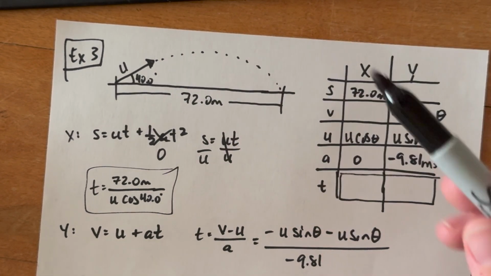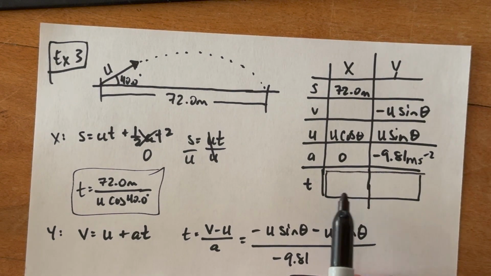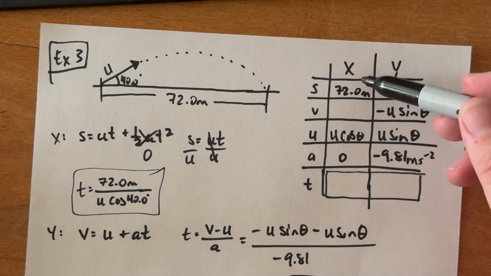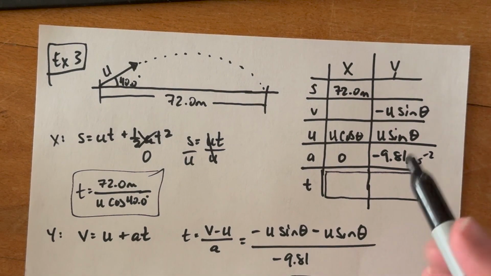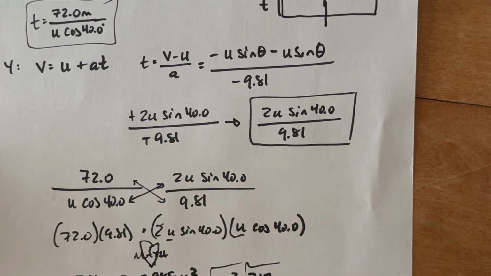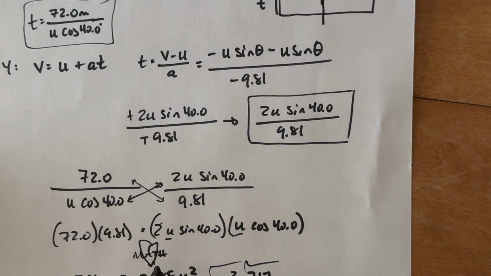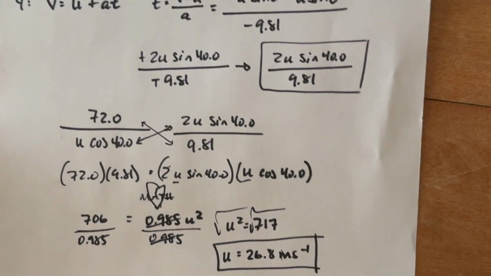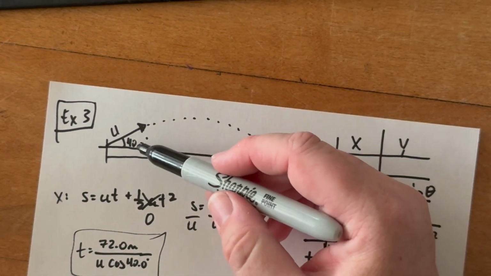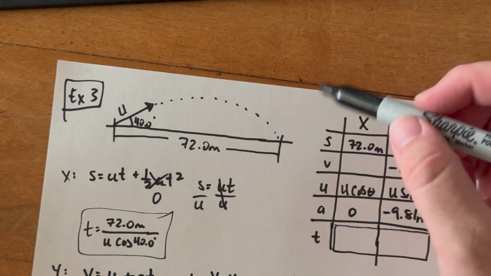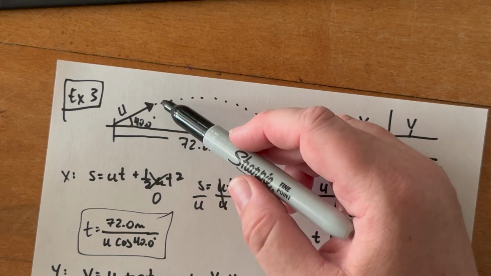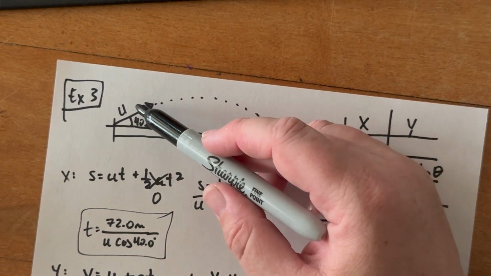That is a really messy way to get to what we're looking for right here. However, it's taking the principle that we have a time that's the same in both of them, using what we do know about each situation to get to an equation that has a single variable of u. When we get there, it's a bunch of dirty math in order to get to where we need to be. So what this tells us is that if something is shot off at 40 degrees and lands 72.0 meters away, it was shot with an initial velocity of 26.8 meters per second.